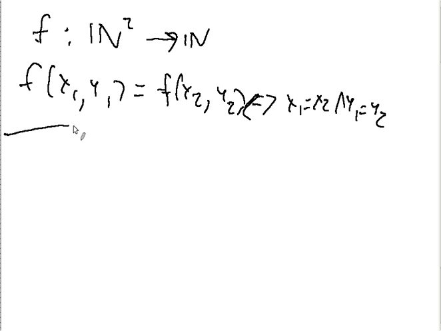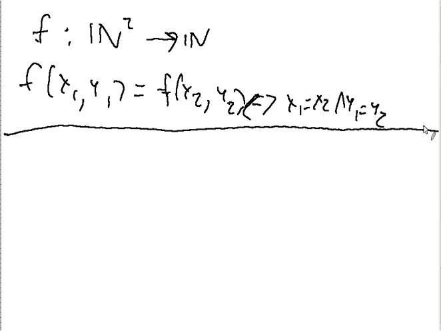So how might we find such a function? Well, there's a lot of choices, and what I'm about to present may not be the best one, but it is one simple function that does the job. We're going to take advantage of the fundamental theorem of arithmetic. Recall that the fundamental theorem of arithmetic tells us that every positive integer can be expressed as a product of primes in a unique way.